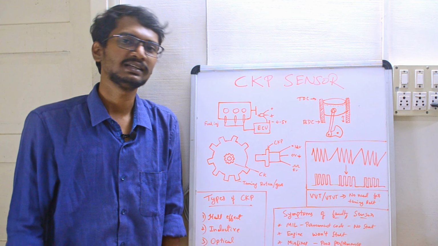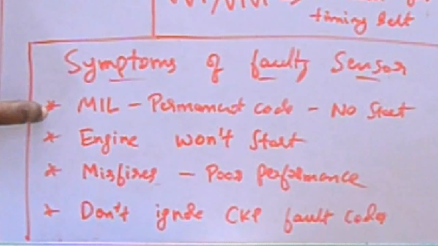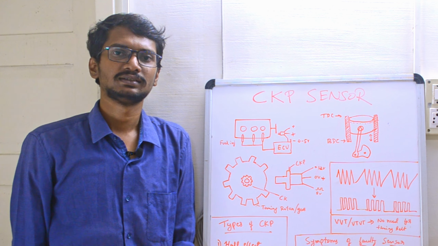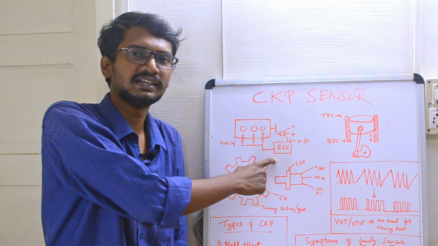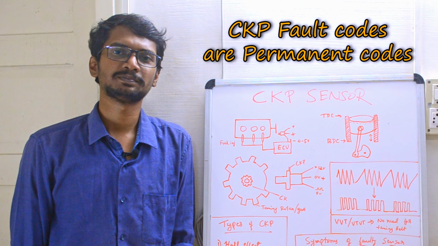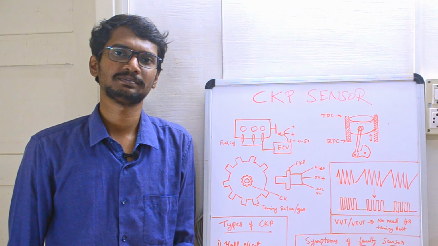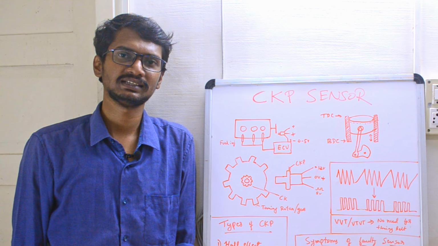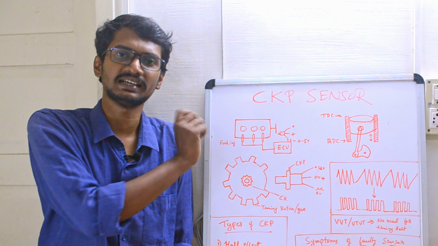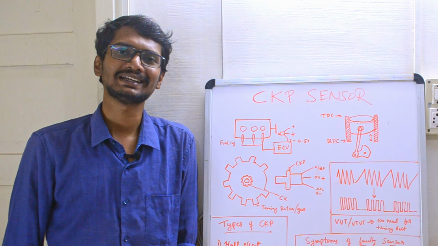Now let's understand the symptoms of a faulty CKP sensor. First one is the MIL, that is the malfunction indication lamp or check engine light. This will come on as soon as the ECU detects some fault in this system, and CKP related codes are always permanent, that is, they cannot be cleared without solving the problem. Even if you clear these fault codes without solving the issue, they will come back again in the next cranking cycle. That's why it is necessary for you to fix the issue, then clear the codes.